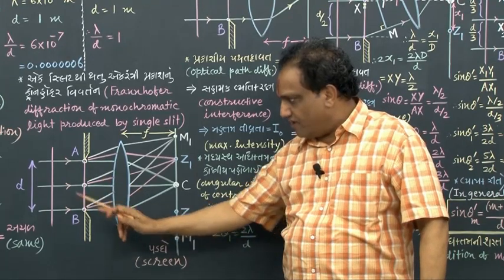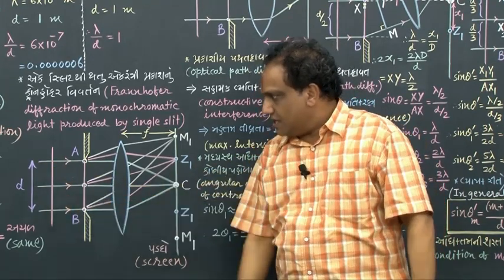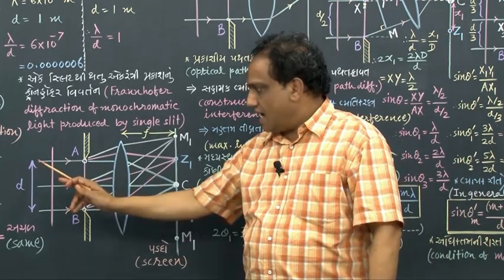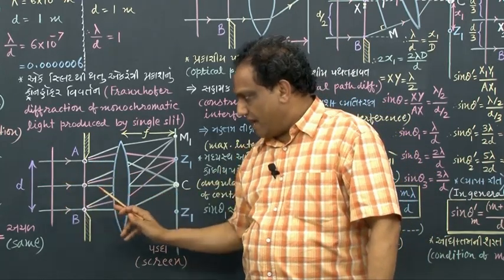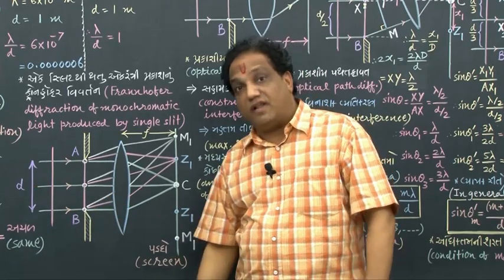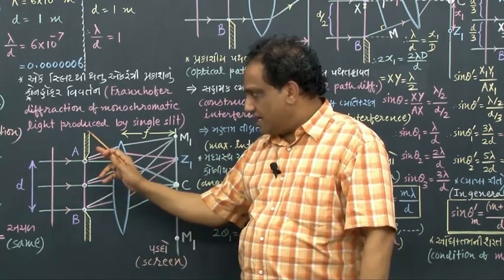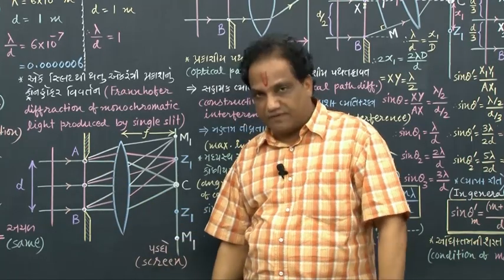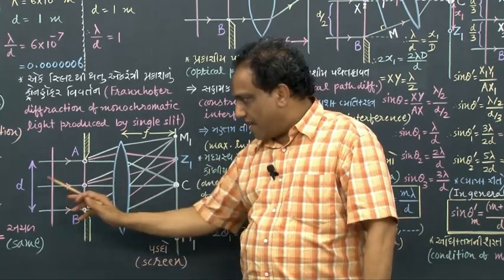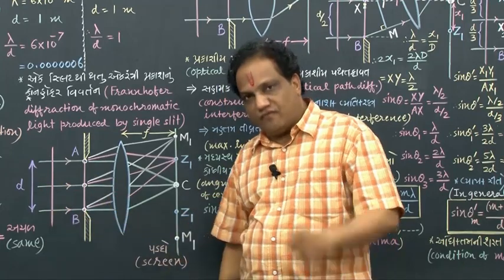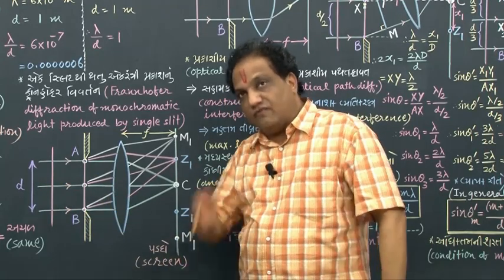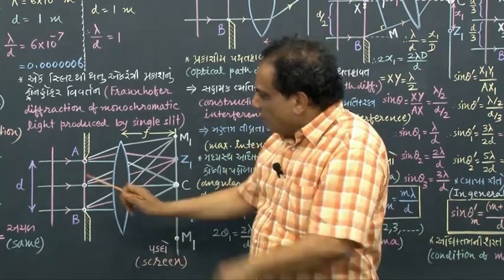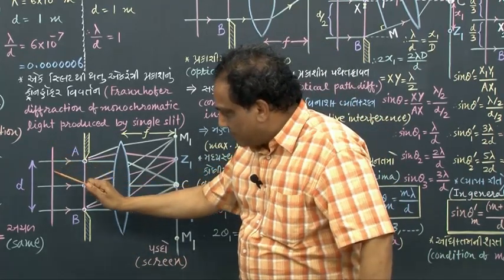This much is the width of the slit. On this wide slit, I make parallel light rays having wavelength lambda incident on the plane of the slit perpendicularly. When light rays are parallel, the wavefront is a plane wavefront. That's why here I am showing a plane wavefront.